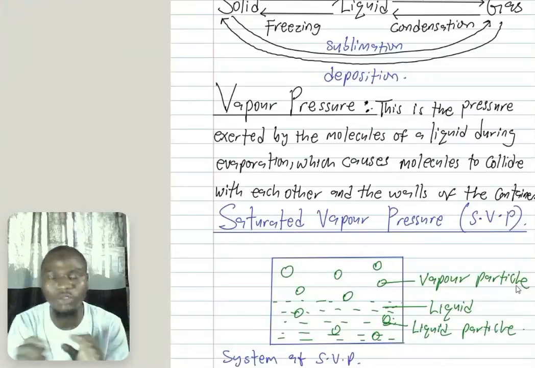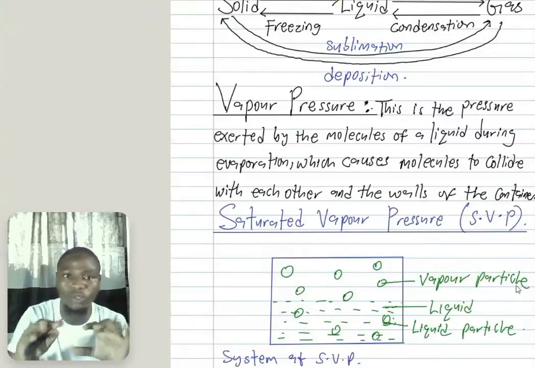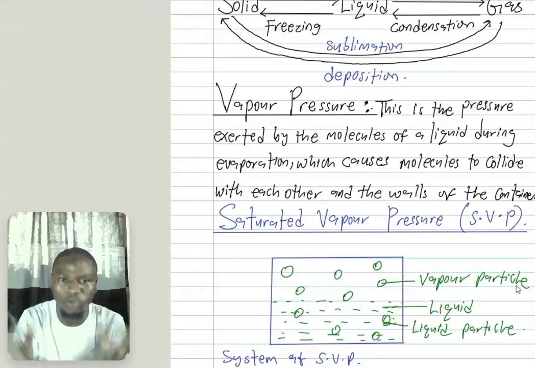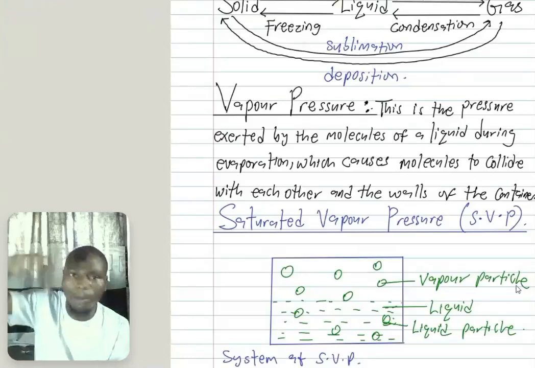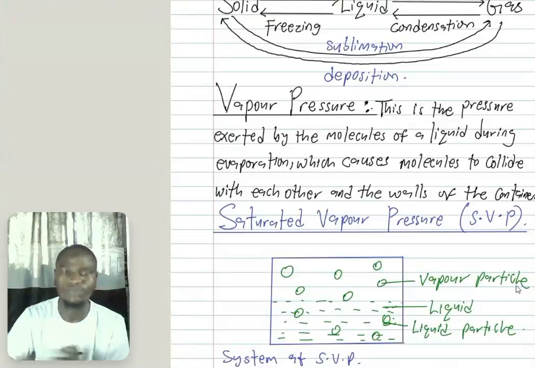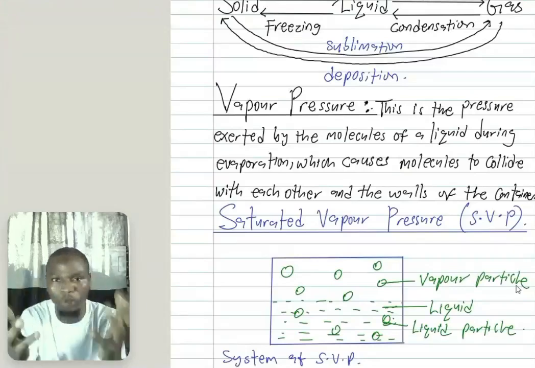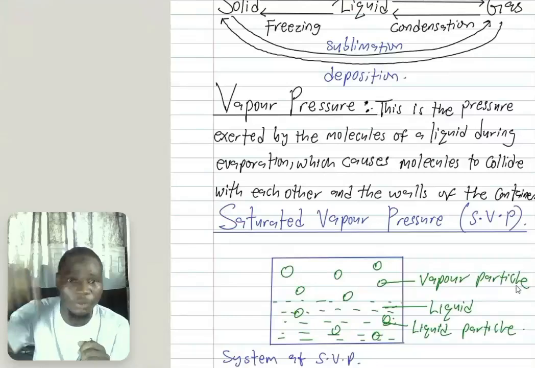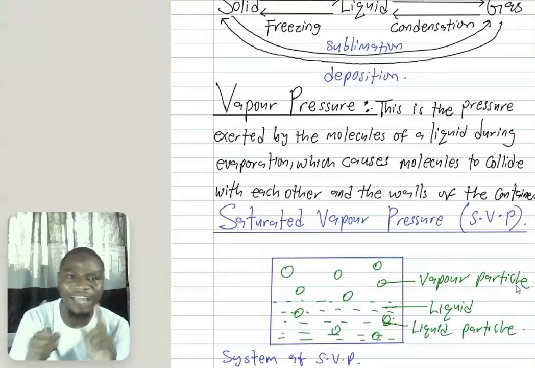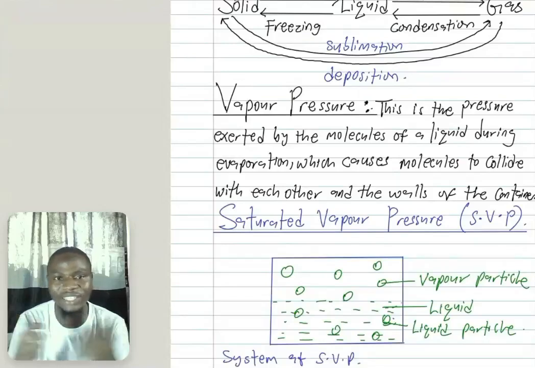Now, it will get to a point whereby the vapor escaping from the top of this liquid tends to build up. When they build up, the opposite of evaporation will take place. That is, they will fall back into the liquid. When evaporation occurs, they leave the surface of the liquid. When they build up, they lose energy and fall back into the liquid. And that is what we call condensation.